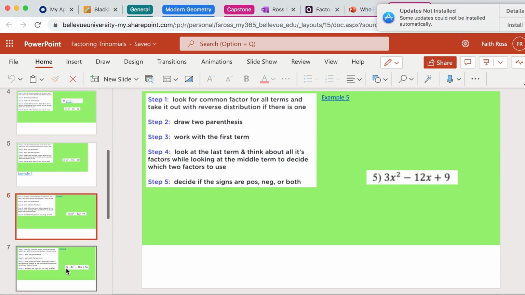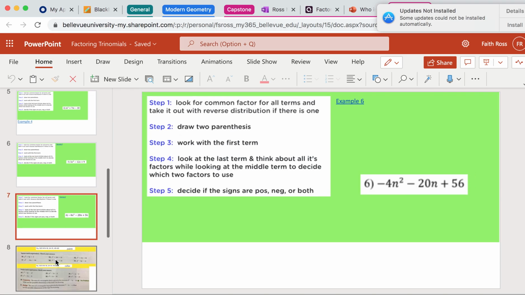Okay. Does that make sense why we would have to keep this 3 going down? That would make your answer incorrect if you didn't bring that down. Yes. Okay. Got that. Okay. So you want to try number 6 on your own? Yep. Okay, here you go.